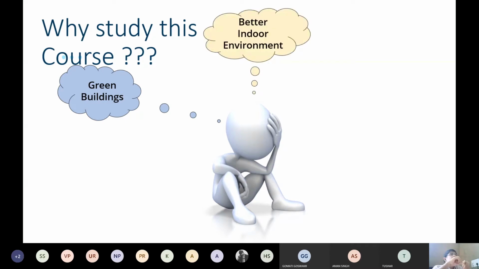We'll be talking about better indoor environment. Do you agree to this? Yes or no? Yes, sir. We'll be talking about green buildings when you talk about climate and architecture. Yes or no? Yes, sir. We'll be talking about better indoor environment during our lecture course. Anyone else? We'll be talking about net zero buildings.